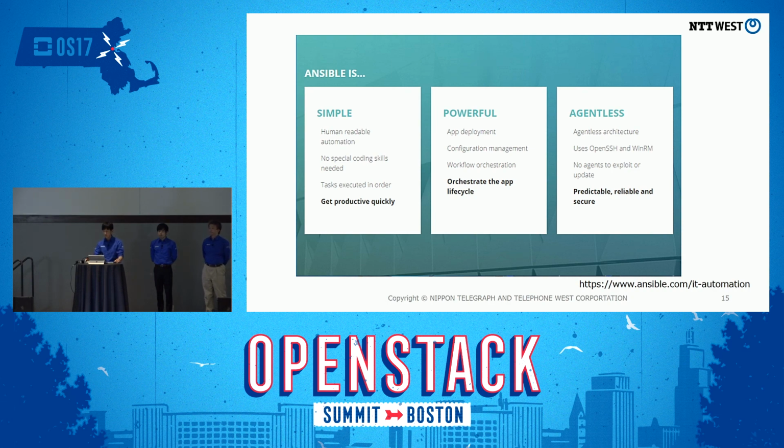The second feature is powerful. We can automate configuration of various network devices using Ansible. So Ansible enables orchestration of workflow. The final feature is agentless. Ansible configures servers and network devices via OpenSSH, WinRM, or API without specific agents. So Ansible enables predictable, reliable, and secure configuration.